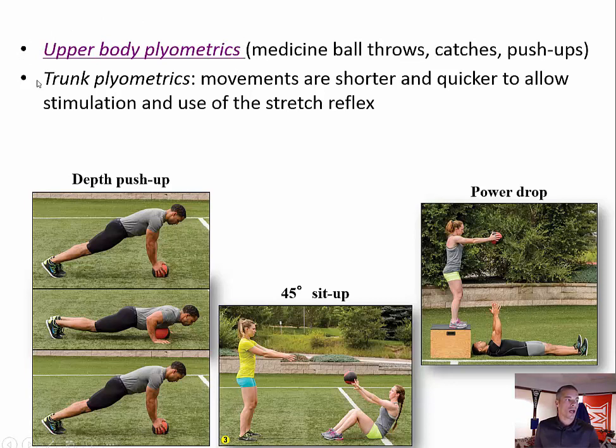And we can also consider trunk plyometrics as a kind of subcategory of upper body plyometric exercises. With trunk plyometrics, as we see here with the 45-degree sit-up, the movements are shorter and quicker to allow stimulation and utilization of the stretch reflex.